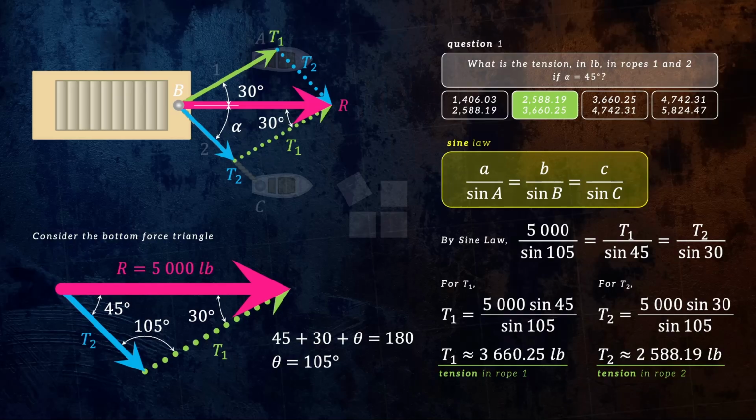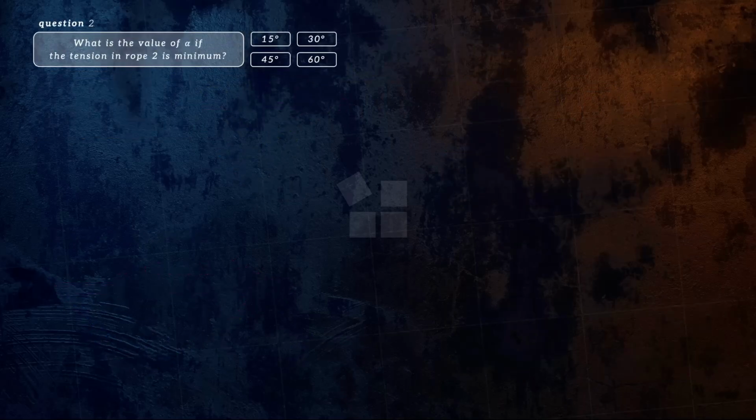Therefore, these are the answers for the first question. Now, for the second or last question, we are asked for the value of alpha if the tension in rope 2 is minimum. If something will be minimized, a way to solve what is asked is by applying the principle of maxima and minima from calculus.